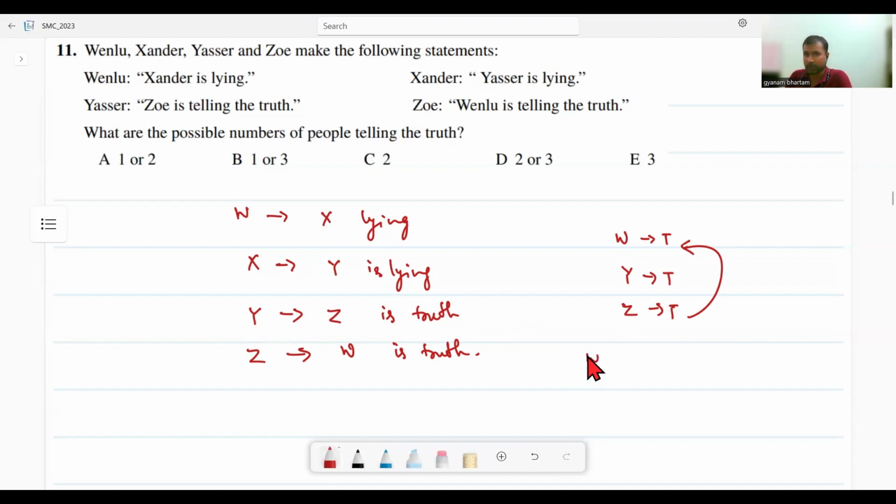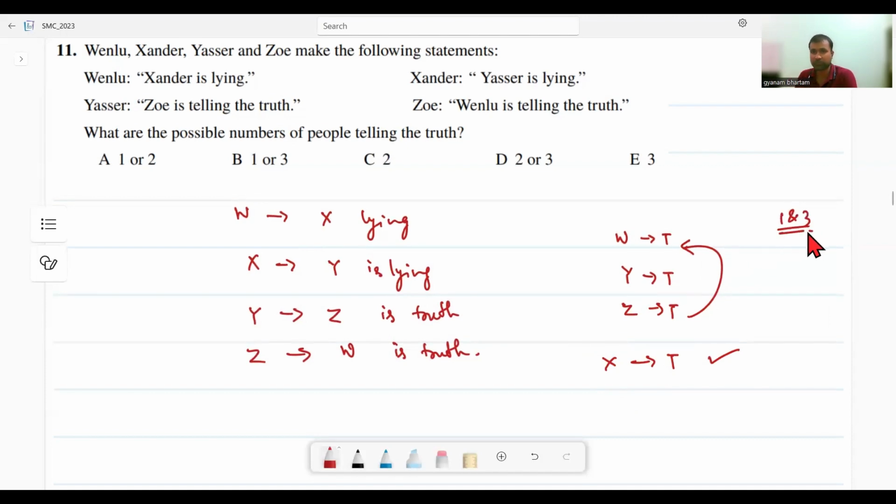So for example, if we say W is saying false, okay, he's lying, it means X is saying true. And if X is saying true, Y is lying, no doubt. Y is lying, so Z is also lying, because Y says Z is true. And if Z is lying, then W is lying, and X is true, which is correct. So 1 and 3.